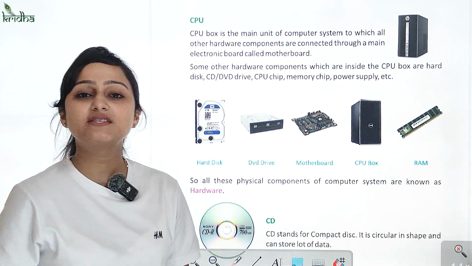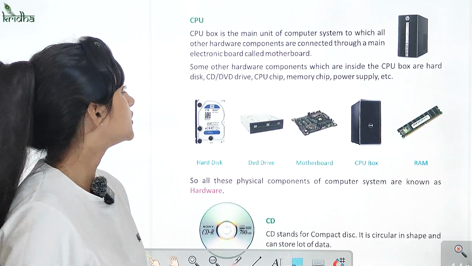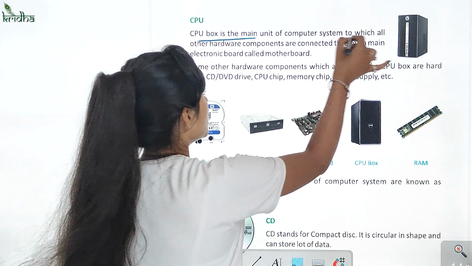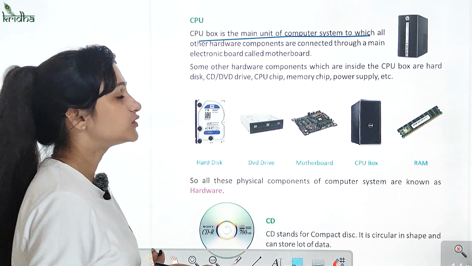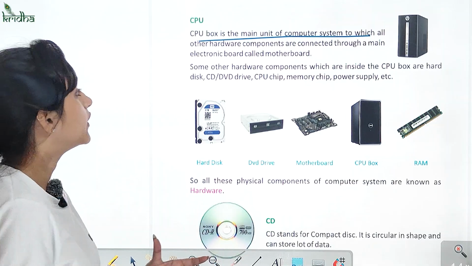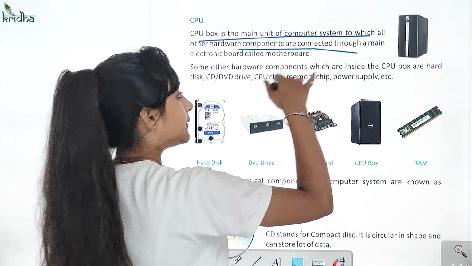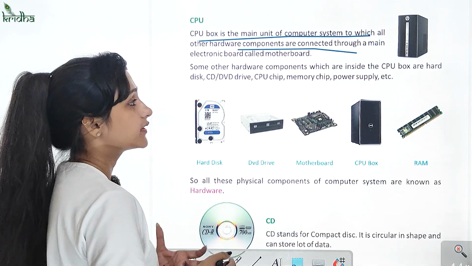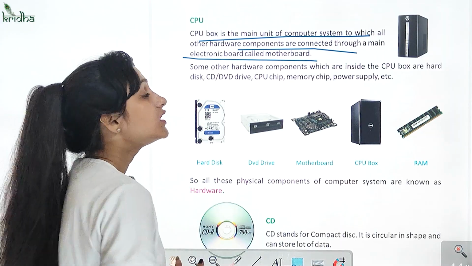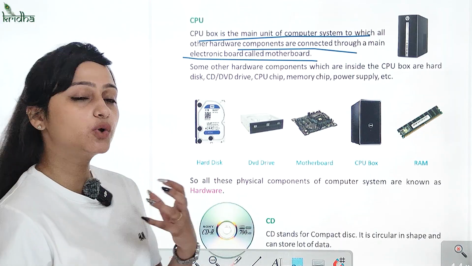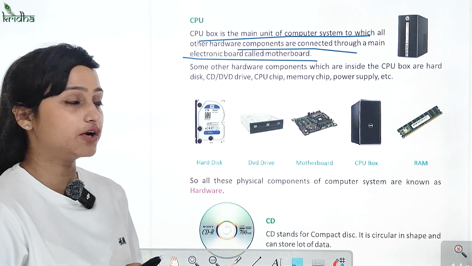Now let's talk about CPU, the brain of the computer. CPU box is the main unit of a computer system. ये main unit होती है आपके computer system की, to which all other hardware components are connected. इससे सारे आपके hardware components connected होते हैं through a main electronic board called motherboard. एक main electronic board होता है हमारा motherboard, उससे सब चीजें connected होती हैं.